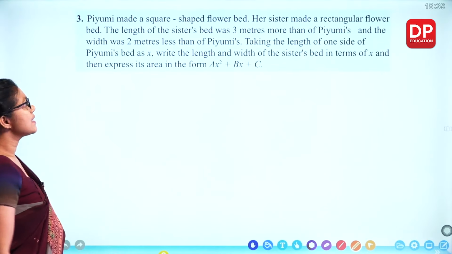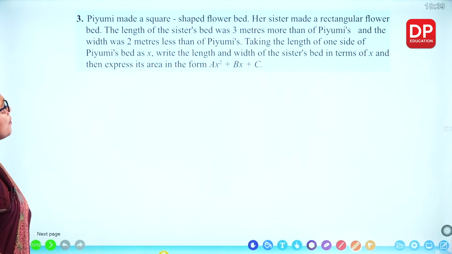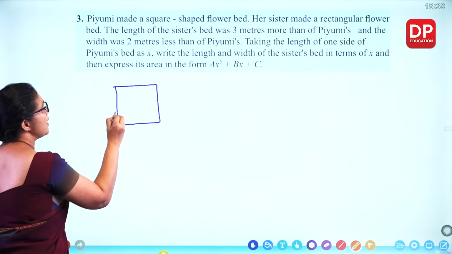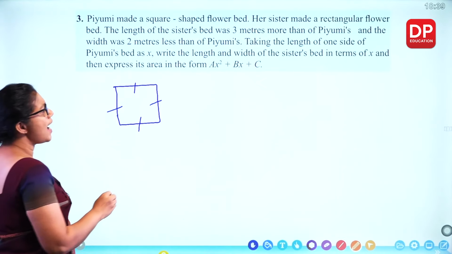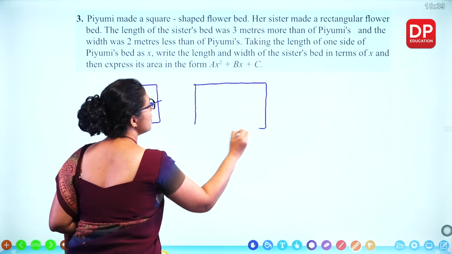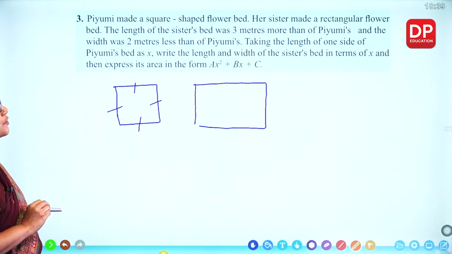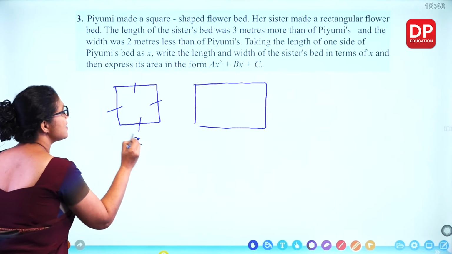Now we'll look at the third question. It's given Pumi made a square-shaped flower bed. So all sides are equal. And her sister made a rectangular flower bed. So this is a rectangular flower bed. The length of the sister's bed was 3 meters more than Pumi's and the width was 2 meters less than Pumi's. Taking the length of one side of Pumi's bed as x. So this is given as x.